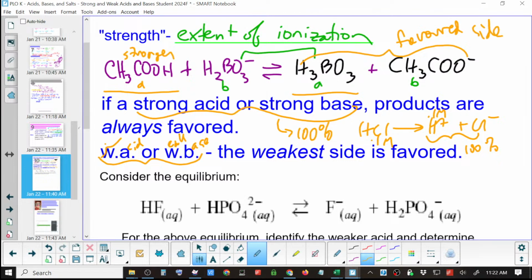And the only reason I think students get confused is because of the English language and the word favored. There's some mental block or bias where we go, oh, they're stronger, we're supposed to like them more. They're favored. No, stronger is shoving things to the other side, so that other side ends up with more stuff. So favored chemically just means more stuff on that side.